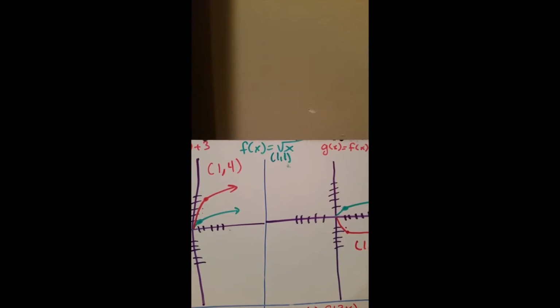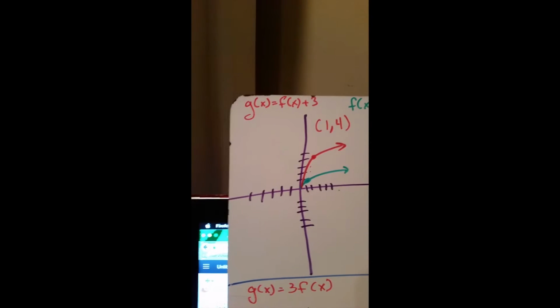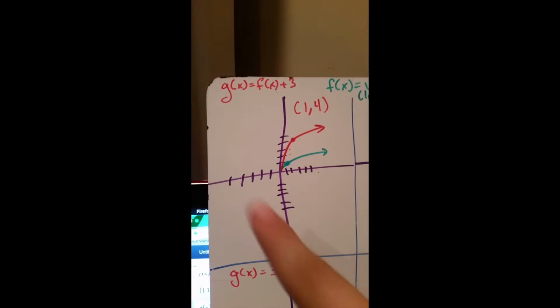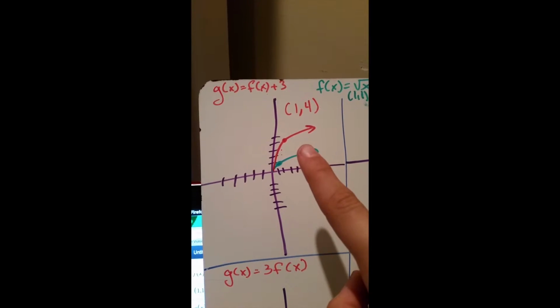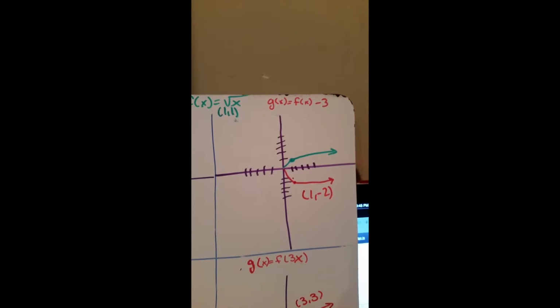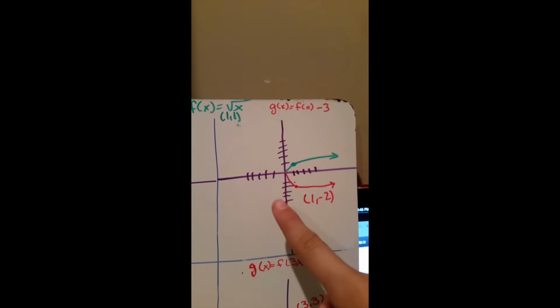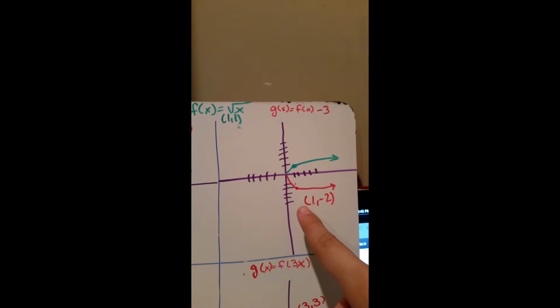Right now we're going to be focusing on graphs, and the parent function of the graph is going to be f of x equals square root of x, and if you graph that, the coordinate is 1, 1. So if you have g of x equals f of x plus 3, you're going to take the 1, 1 and move it up 3 units to get 1, 4. Now if you have g of x equals f of x minus 3, you're going to go from 1, 1 and translate it down 3 to get 1, negative 2.